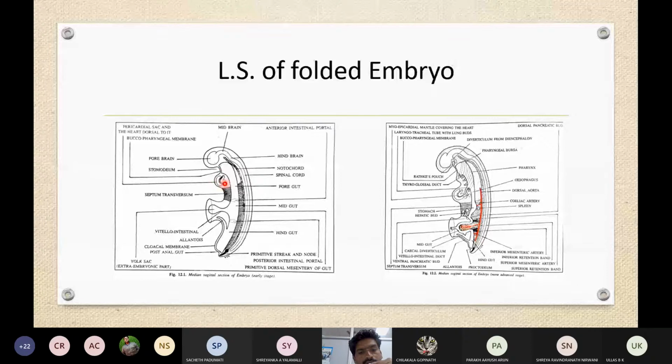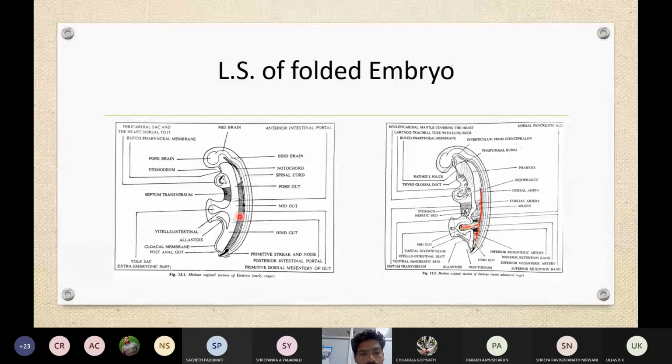Similarly, tail folding is formed here. So in the tail folding stage, you are able to see the caudal part of the embryo and the cranial part of the embryo. You can see here, in between them, a connecting structure, the dorsal mesentery. Within this dorsal mesentery, we have the connection with the primitive streak, which is developing over here.